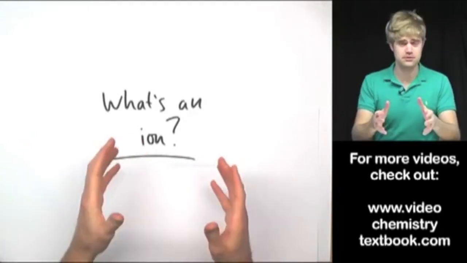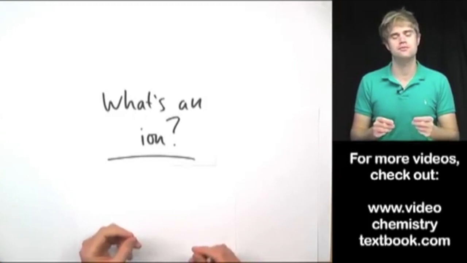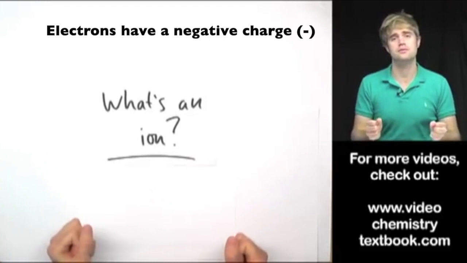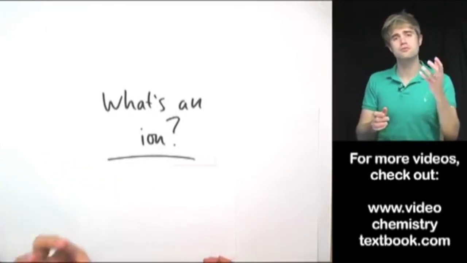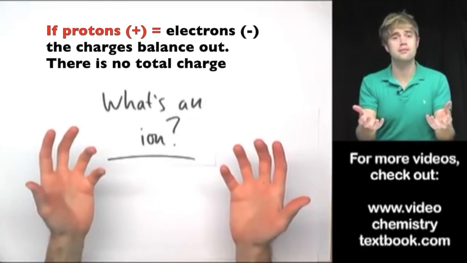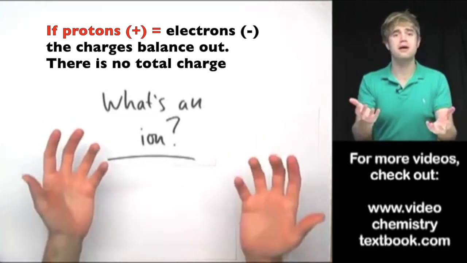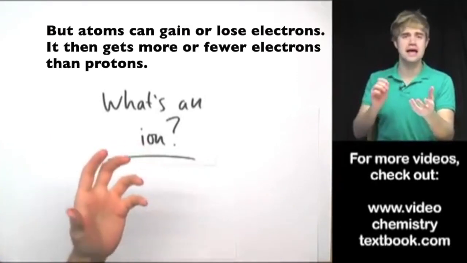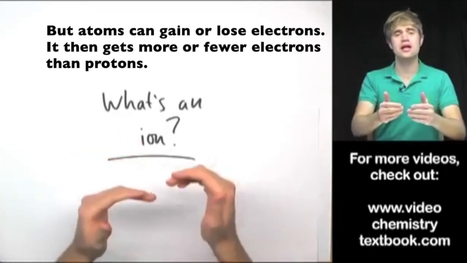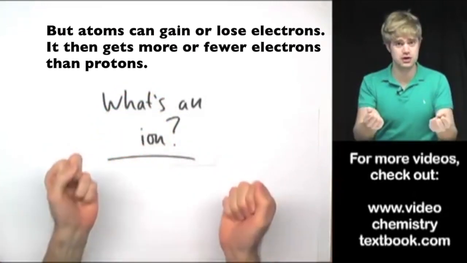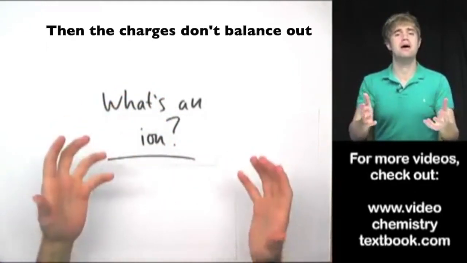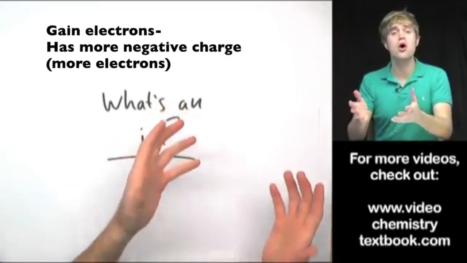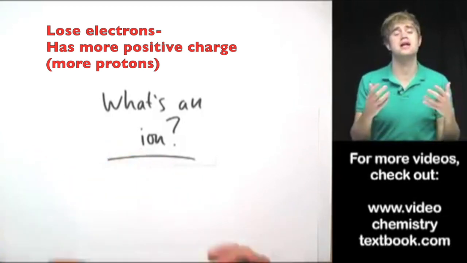Well, inside atoms, there are two things that have an electrical charge. There are protons that have a positive charge and electrons that have a negative charge. A lot of times in atoms, the number of protons is equal to the number of electrons, so the charges balance out and you don't have any total charge. But sometimes an atom can gain or lose electrons so that it gets more or fewer electrons than protons, and then the numbers don't balance out anymore, and it's left with more negative charge because it has more electrons, or it's left with more positive charge because it has more protons.